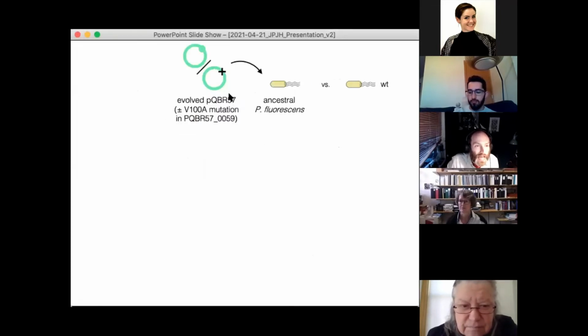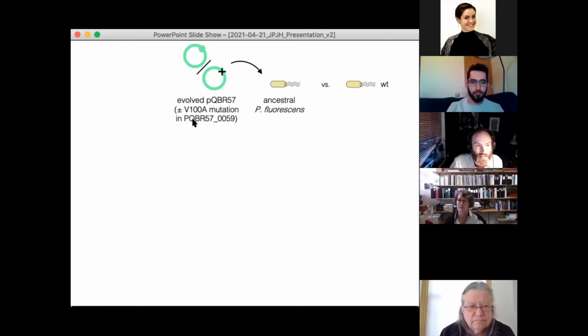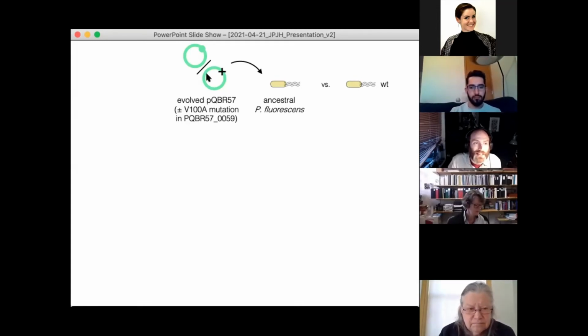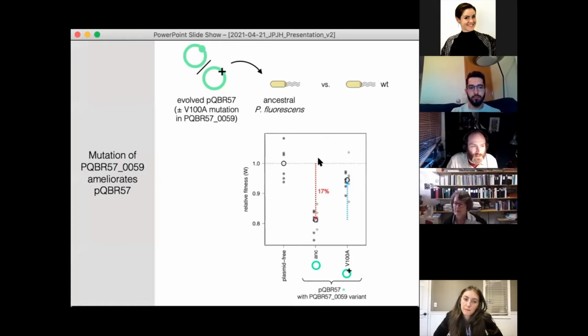Okay, we can look at the mutation on the plasmid as well. So from our evolution experiment, we got two different mutants, or I should say one evolved plasmid which had no mutations and one evolved plasmid which had a single base mutation across its 307 kb plasmid. This single mutation caused a single amino acid change in this putative lambda repressor. So we can take either of these plasmids, we conjugate them into an ancestral strain, and then we compete it against the wild type strain. And again, we see the ancestral variant of the plasmid has a fitness cost. This single base pair mutation on the plasmid effectively resolves that fitness cost, ameliorating pQBR57.